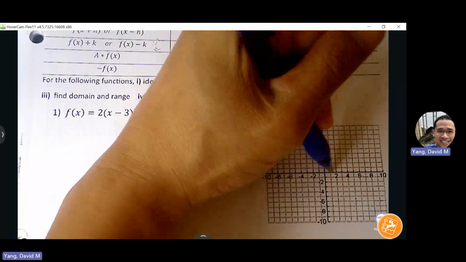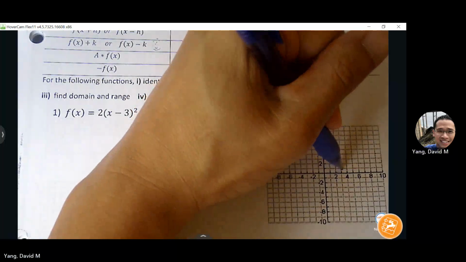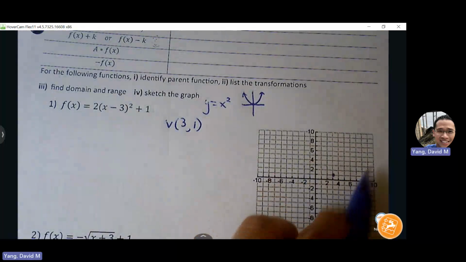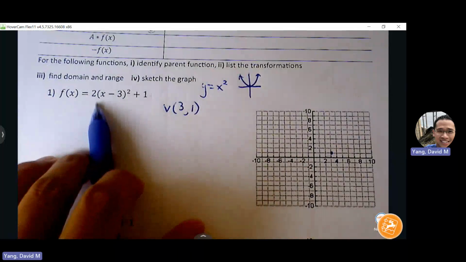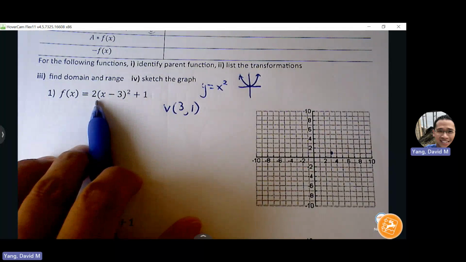And if I can get that center figured out, then I know my graph is going to form in that shape. And now the next thing is, what is that 2 going to do to it? It's going to stretch it, right?